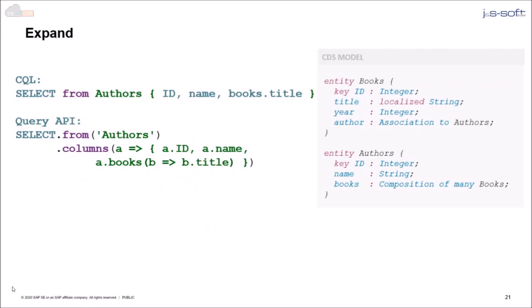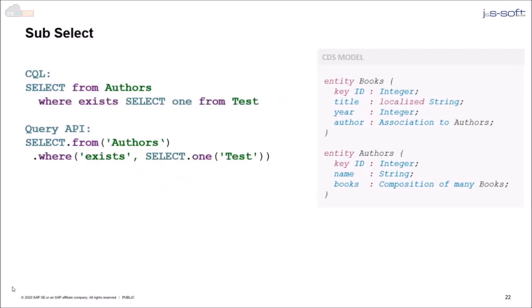And the second advanced feature I want to mention is subselect. Let's imagine you want to select from your authors, but in the condition you have a subselect from some abstract entity, tests. And for this, I use here the fluent expressions. On the odd place, I have my string, exists. And on the even place, I place again a CQN created using the query API. And for this, I just say select one from tests. So this will create me again a new CQN object and insert this in the right place in the where condition.